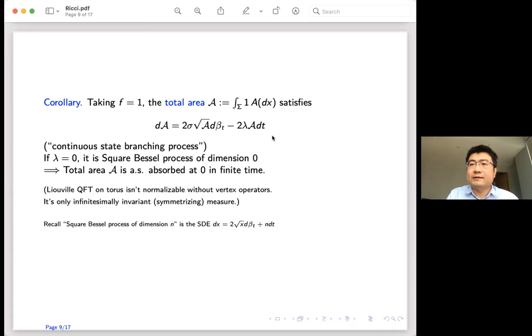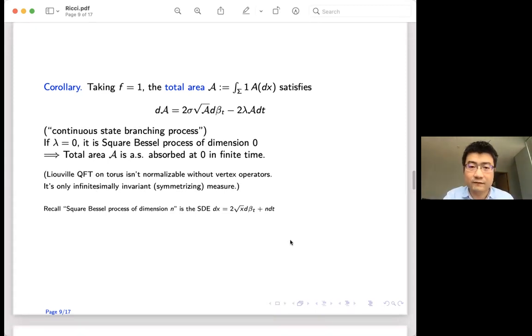So this dynamic is actually such that for the torus, the total area is going to collapse in some sense in finite time. This is essentially because the Liouville quantum field theory on the torus is not normalized, it's not a probability measure before you insert the vertex operators. So when I say it's an invariant measure, I should say actually it's infinitesimally invariant or a symmetrizing measure. Okay, so that means the generator acting on that is equal to zero, but for a long time it's not really invariant. It's just infinitesimally invariant.